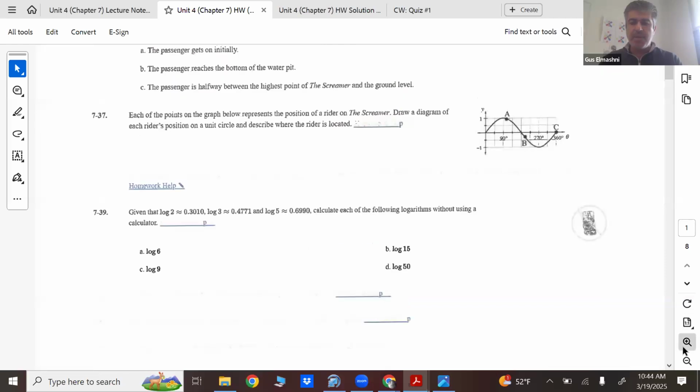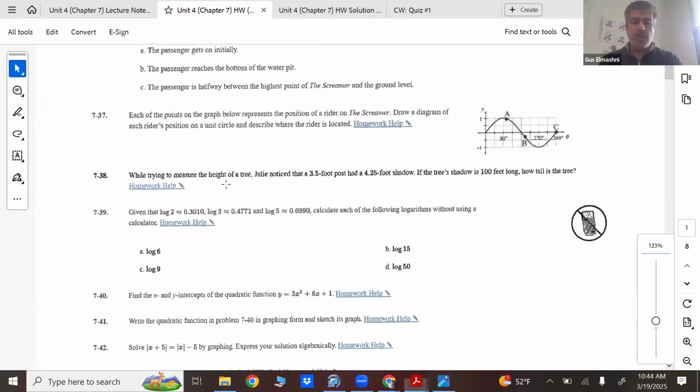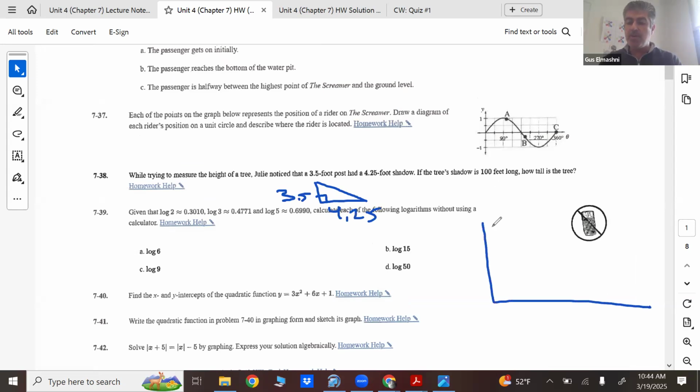For 738, I overheard people talking about this. What you want to do here is set up a proportion. So if Julie is this tall, her shadow is that long, to draw a triangle, right? So what's my vertical leg? What's my horizontal leg? Okay, now you're going to do another triangle that's similar, but much bigger.